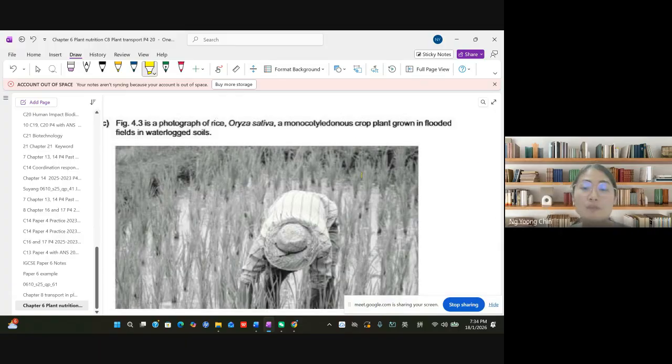Yeah, so this is showing a farmer. So what is the farmer doing? The farmer, right, is planting their monocotyledonous crop plants in the waterlogged soil. See, waterlogged soil, okay?